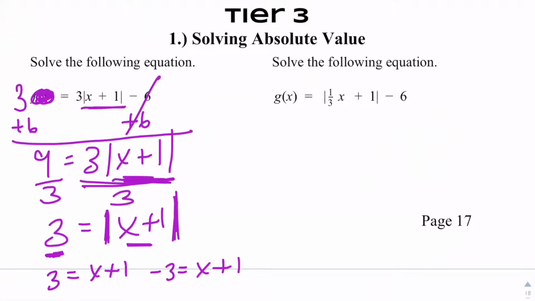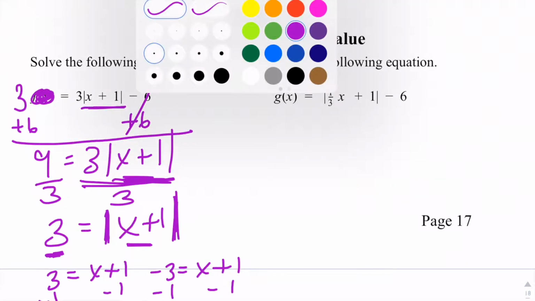Now we want to solve for x, so we minus 1 from each side, minus 1 from each side on this one too, and we get x equals 2 or x equals negative 4. So there's that equation. Let's go up here to this equation.